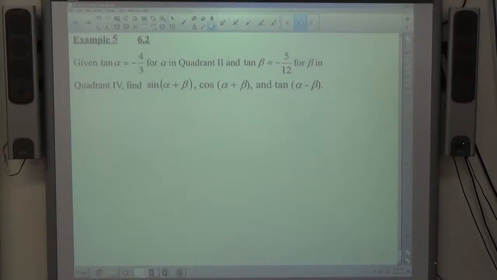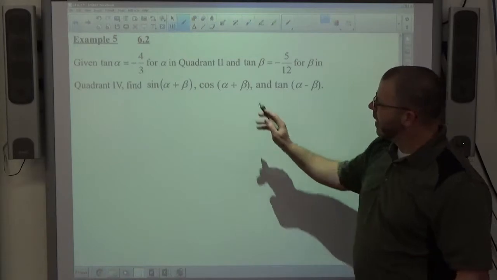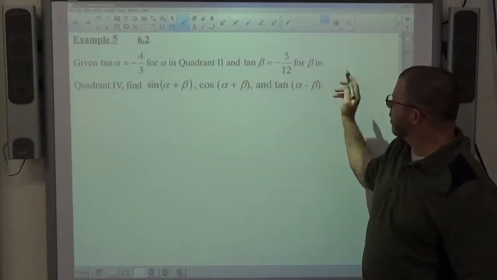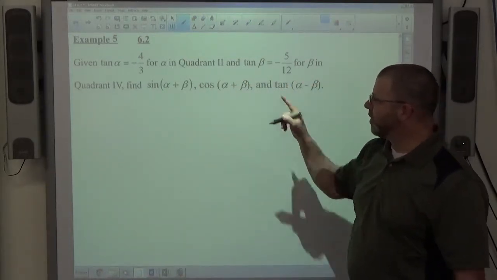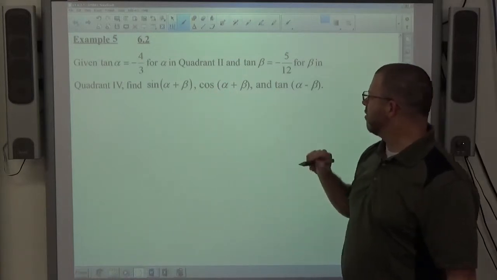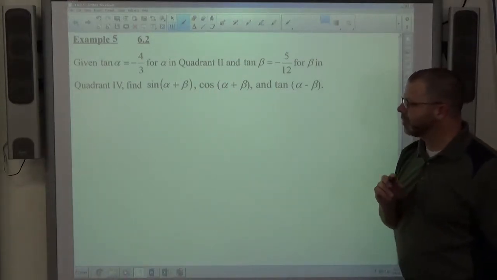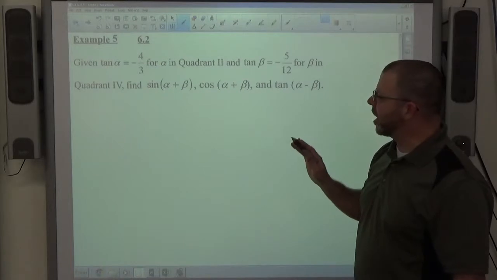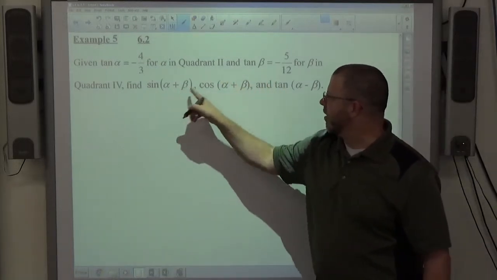All right, example 5 from 6.2. We're given the tangent of alpha for alpha in quadrant 2, tangent of beta for beta in quadrant 4. We're supposed to find the sine of alpha plus beta, cosine of alpha plus beta, and tangent of alpha minus beta.